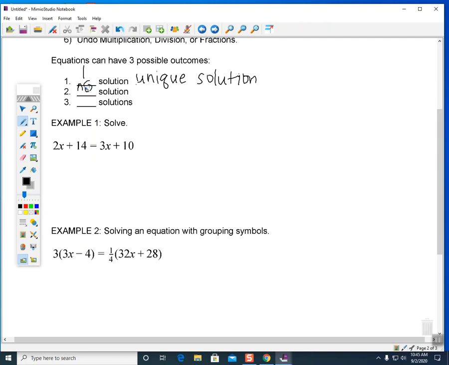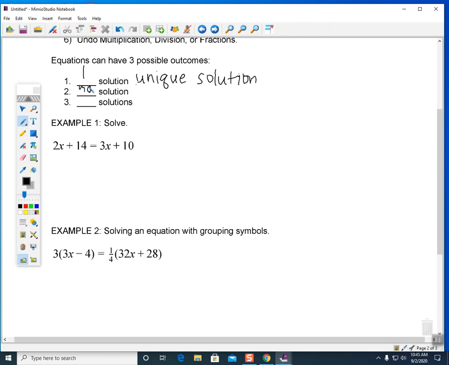No solutions. It can have no solution. There's no way for us to solve it.